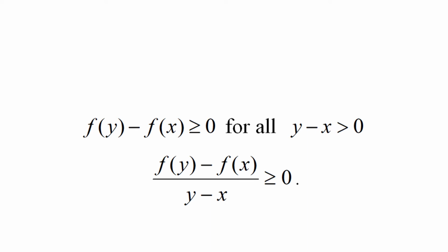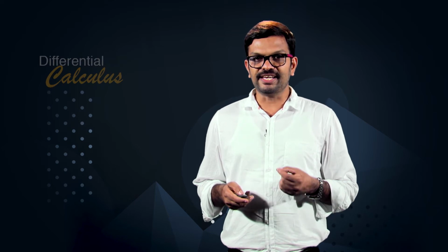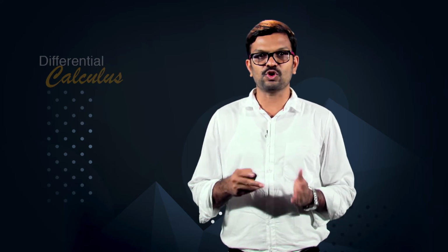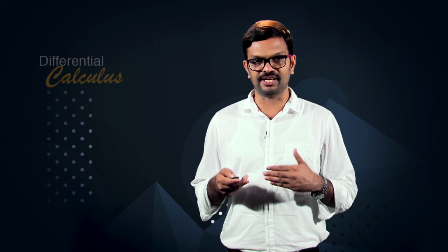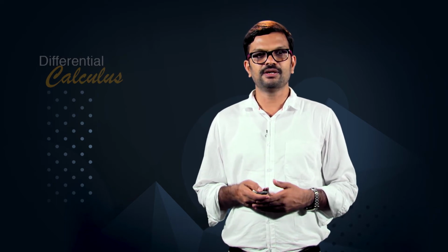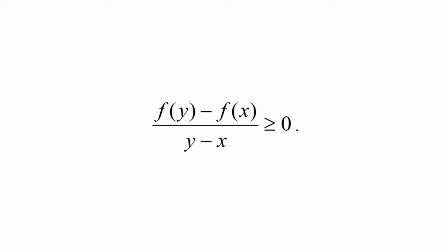If x, y is in (a, b) with y < x, then interchanging the roles of x and y, the above inequality becomes (f(x) − f(y))/(x − y) ≥ 0. Taking out the minus sign from both denominator and numerator of the LHS and cancelling, we get (−(f(y) − f(x)))/(−(y − x)) ≥ 0. That is, (f(y) − f(x))/(y − x) ≥ 0.